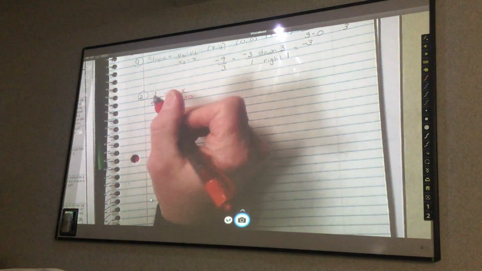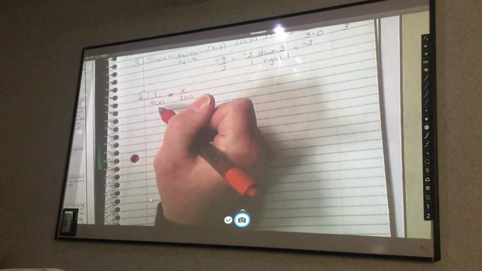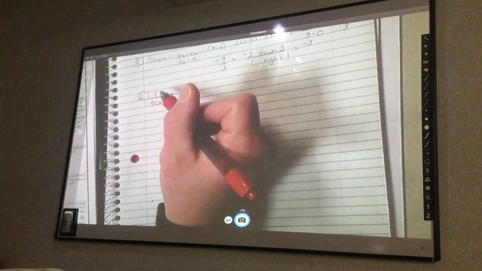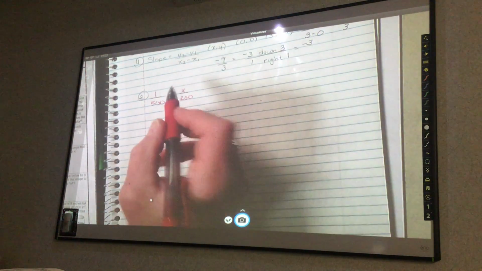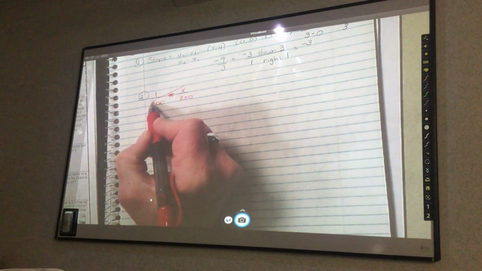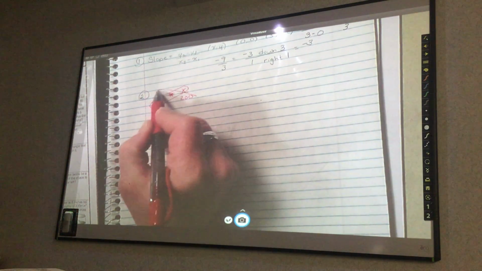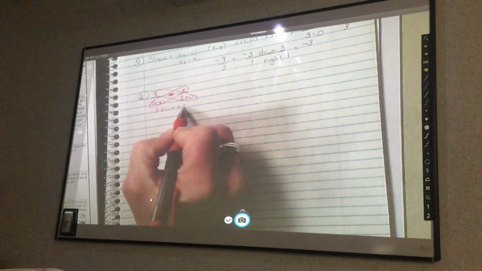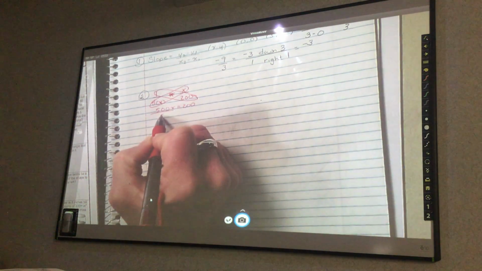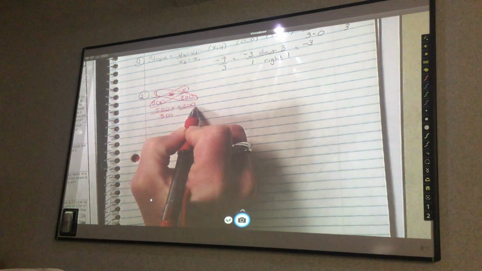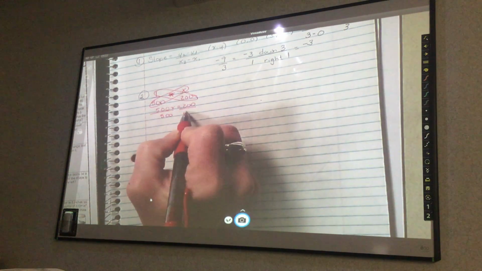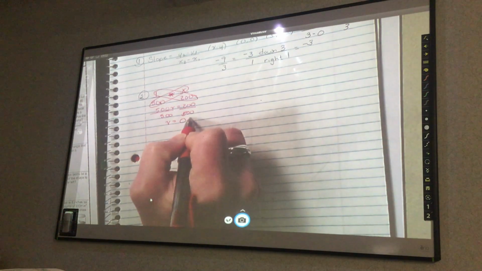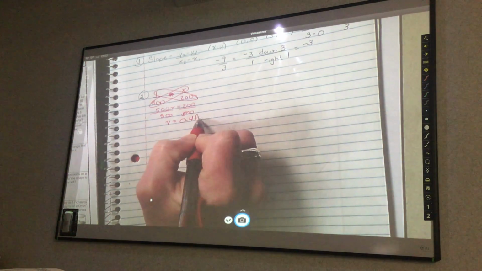Okay, because it's 1/500. 500 is what it actually is. The model is always on top. The scale is always on top. So then I do cross product. So I have 500x equals 200, divide by 500, divide by 500. x equals 0.4 feet.